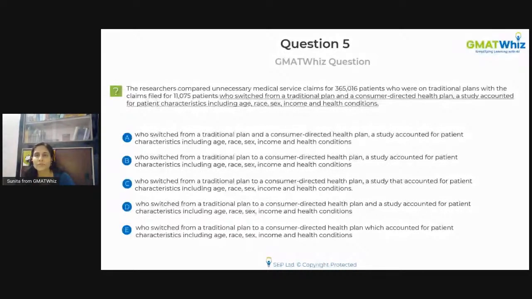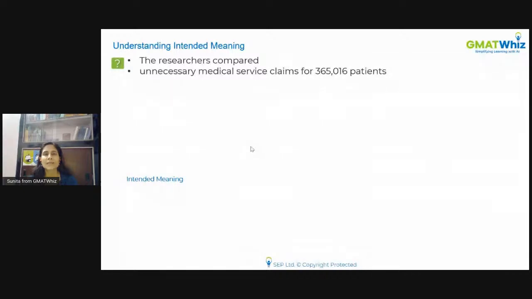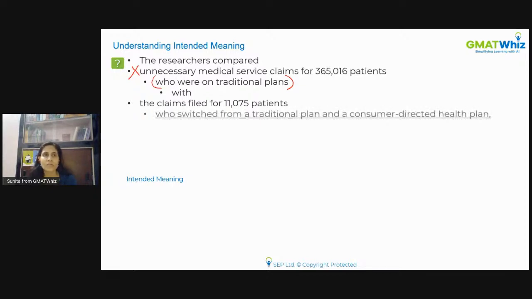Let me quickly move to the discussion. Researchers compared something, all right. Unnecessary medical service claims for a certain number of patients. So they compared these unnecessary medical service claims for certain patients, and these were patients who were on traditional plans. So basically, they compared X, and then we have a modifier for X, with claims filed for another certain number of patients who switched. All right. So we have two categories of patients. We have claims of certain patients who were on traditional plans, and we have claims for patients who switched from the traditional plan, and then it should be to. You always switch from something to something else. So switch from a traditional plan and a consumer-directed health plan doesn't make sense.